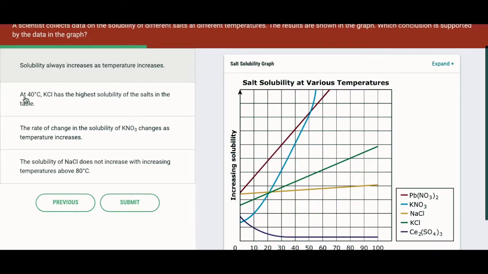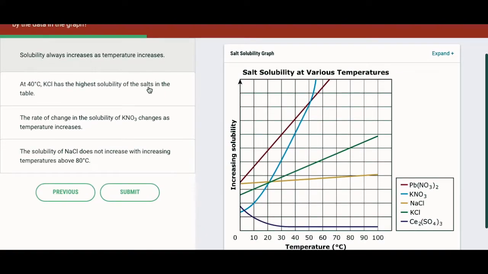So B says at 40 degrees Celsius, KCl has the highest solubility of the salts in the table. So let's use process of elimination for this question. So at 40 degrees Celsius, that should be a dead giveaway that you want to find the 40-degree temperature, right?